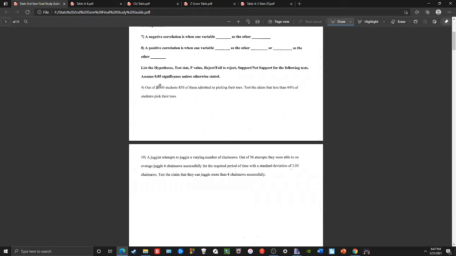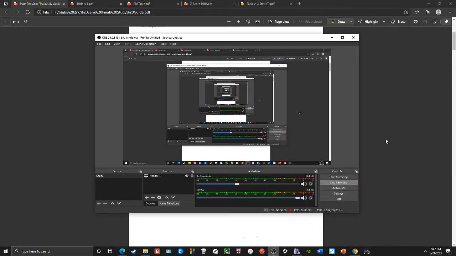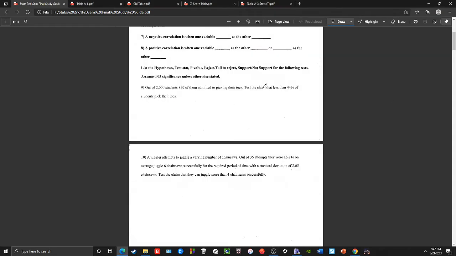So the first one here says, out of 2,000 students, 850 of them pick their toes. Test the claim that less than 44% of the students pick their toes. What we want to figure out here is two things right off the bat. Are we testing for a percentage, an average, or a deviation? And is it a one sample or two sample situation? So what are we testing for and how many samples are there?